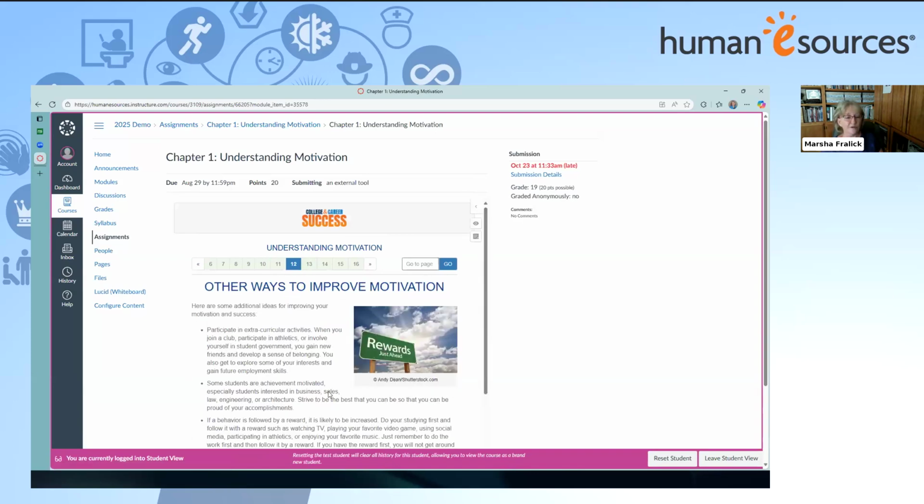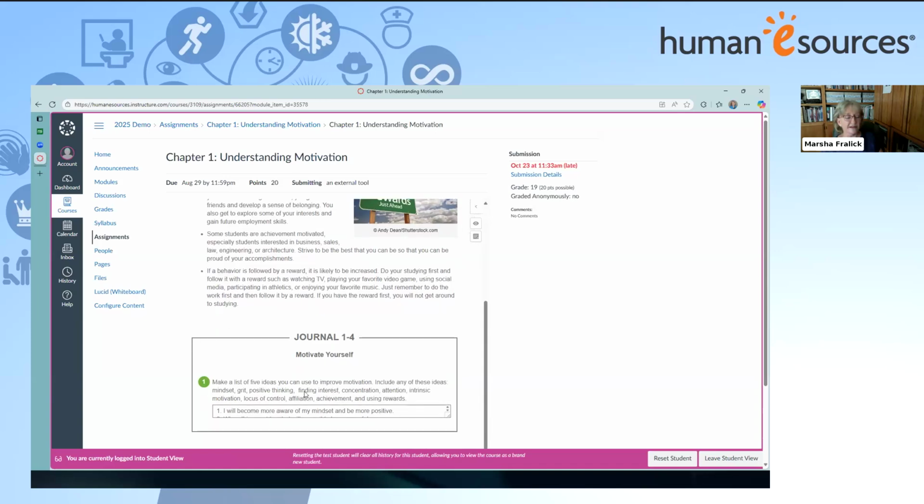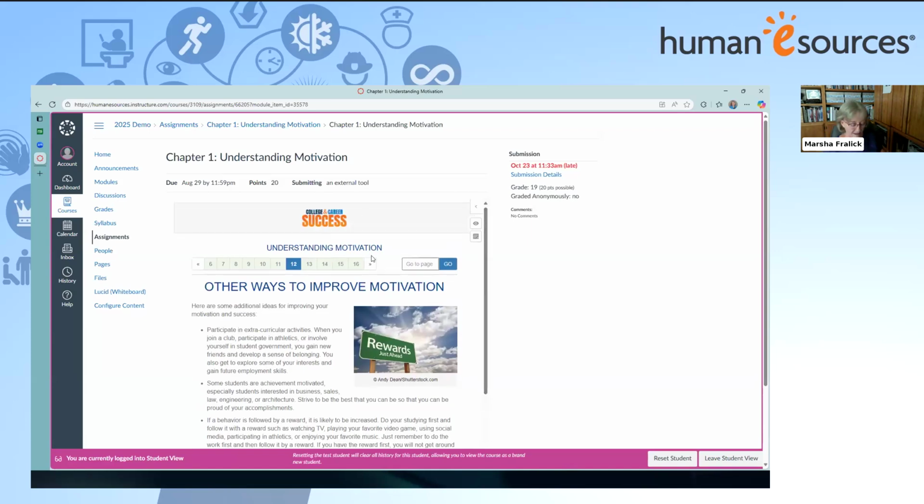So a quick overview of all the ways you can improve motivation. And then the journal entry says, make a list of 5 ideas you can use to improve motivation. Include any of these ideas: mindset, grit, positive thinking, finding interest, concentration, attention, intrinsic motivation, locus of control, affiliation, achievement, and using rewards. The quiz is also built into the chapter. It's automatically scored and placed in your grade book. This is what the quiz looks like.